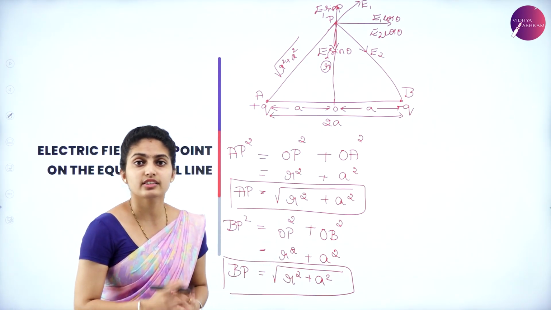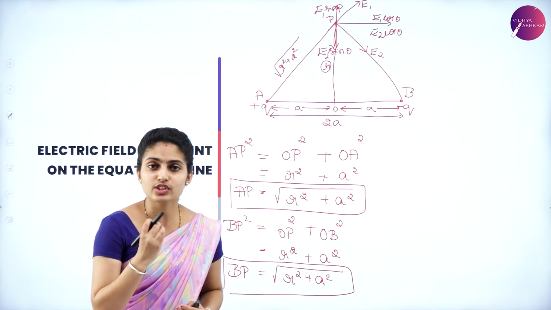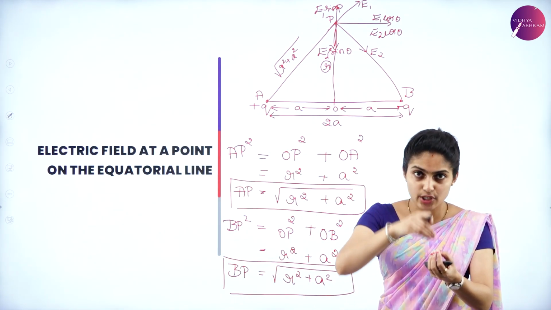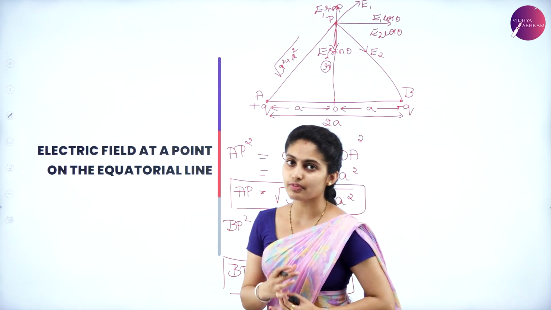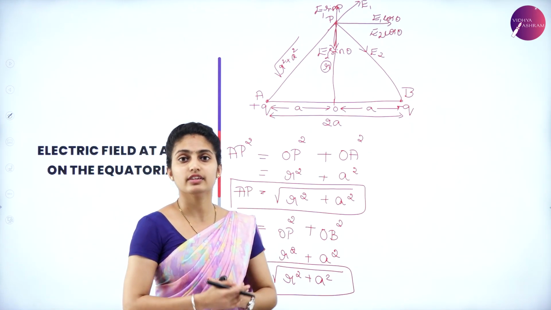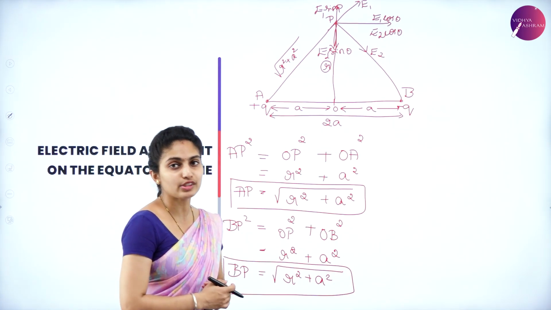So these are the components of a triangle over here. This is where we identify the electric field at a point on an equatorial line. So this is how we find it out. The basic concept is, first of all, you will have to identify the hypotenuse value. So after this, what are we supposed to do?